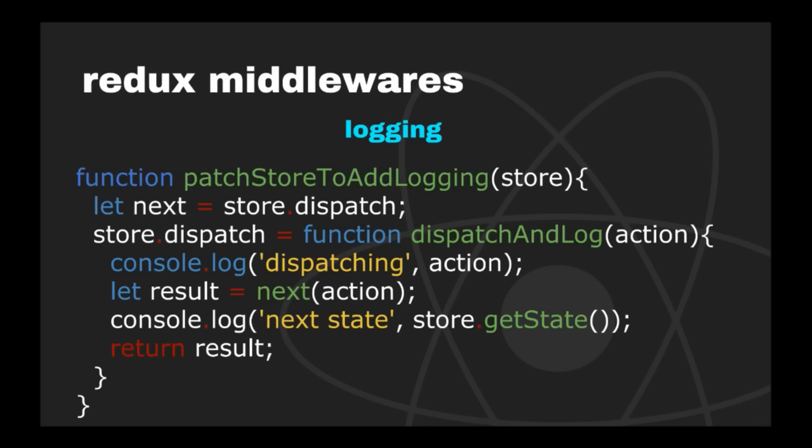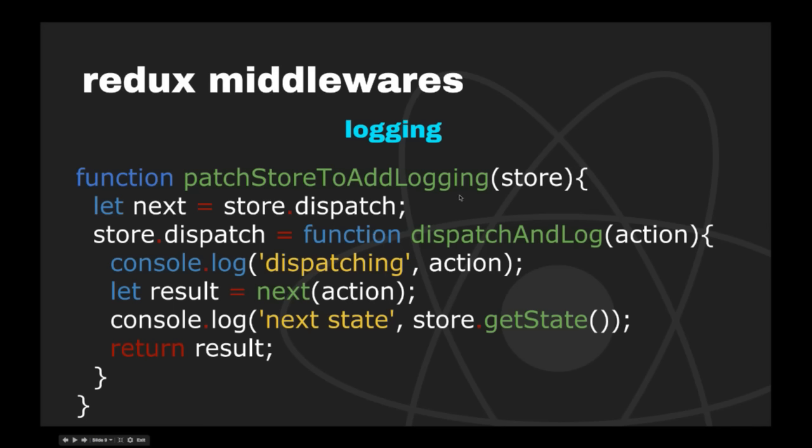If we take this to another level, we can say, okay, if we have the dispatch method inside the store object, why not create a function, in this case patch store to add logging, that receives the store, and it saves a reference to the old dispatch function in the next variable, and then we change the dispatch function to be a new function, which is in this case the one that is going to dispatch and log.